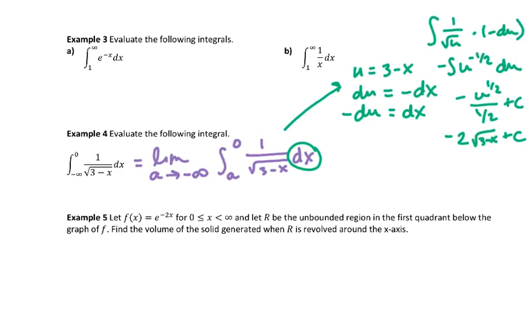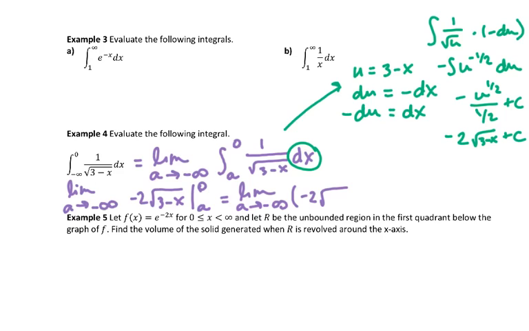So I'm going to rewrite this as the limit as a approaches negative infinity of our antiderivative over here, negative 2 square root 3 minus x. I'm no longer going to put plus c because now I'm going from a to 0. So the limit as a approaches negative infinity of negative 2 root 3 minus 0, which is just going to be 3, minus negative 2, or plus 2, root 3 minus a.